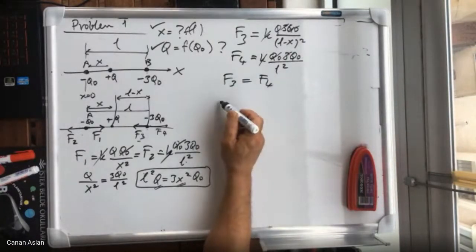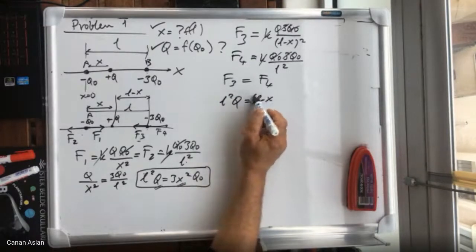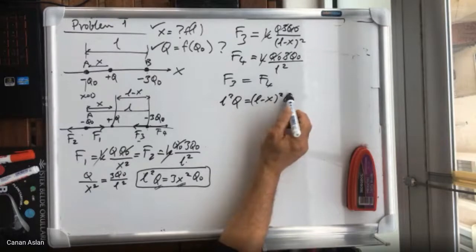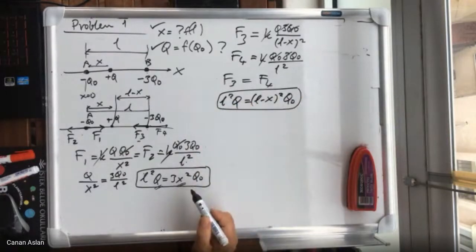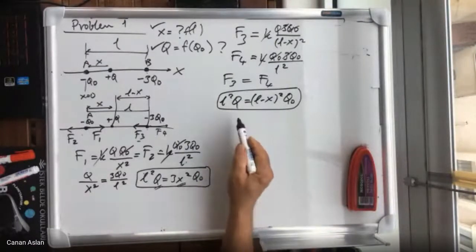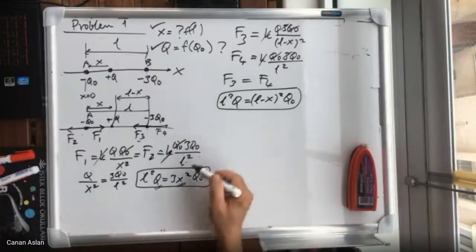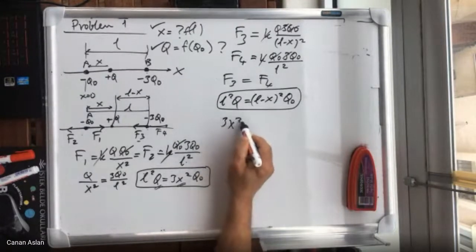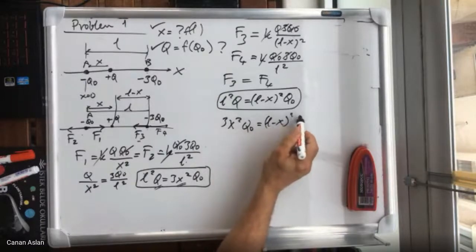For this one, we get L squared Q is equal to (L minus x) squared times Q0. Okay, this is the second equation. So now, as you see, we have two equations and two unknowns that we can solve. Now, if they are both equal to L squared, they must be equal to each other, so that 3x squared Q0 will be equal to (L minus x) squared Q0, and then the Q0s will cancel.